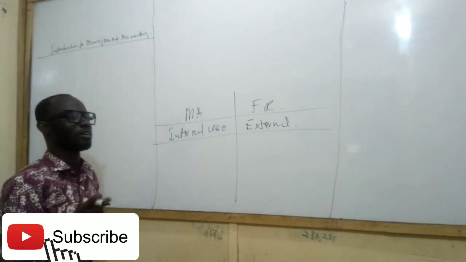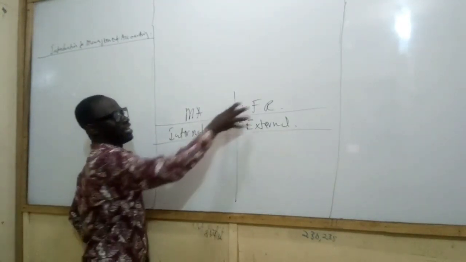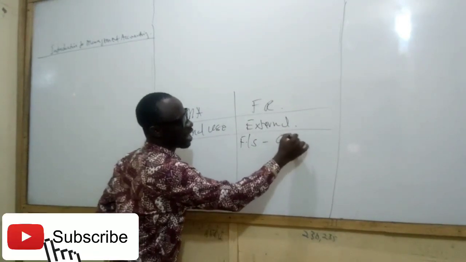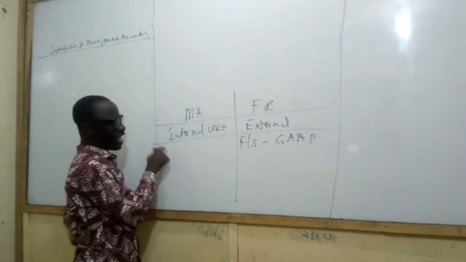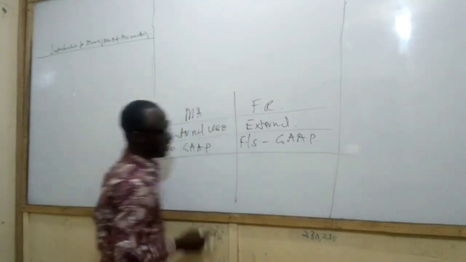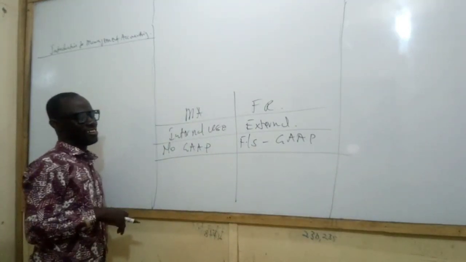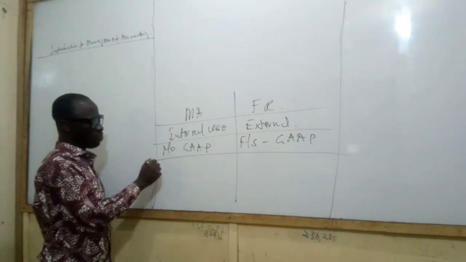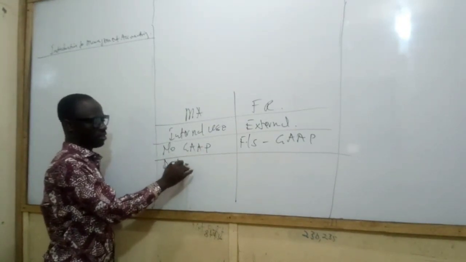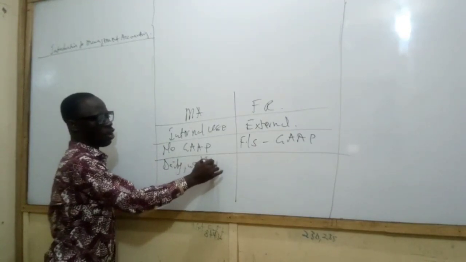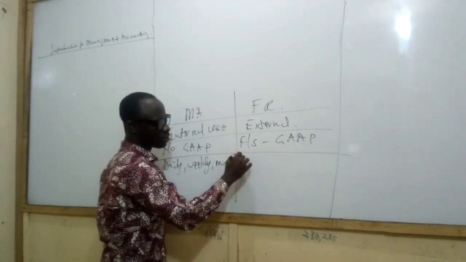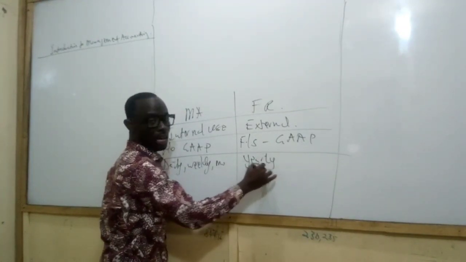There's a law that governs the preparation of financial statements. They are prepared according to generally accepted accounting practices, but here there is no such requirement. What else? This can provide information in the short term, like daily, weekly, or maybe monthly or quarterly. But financial reporting provides information usually on a yearly basis. Are we getting the idea?